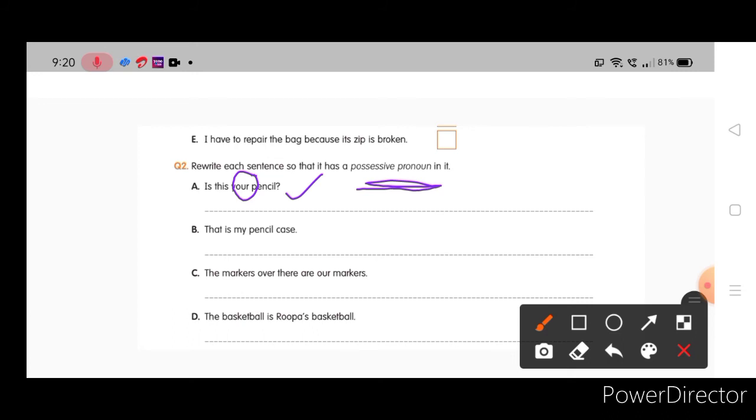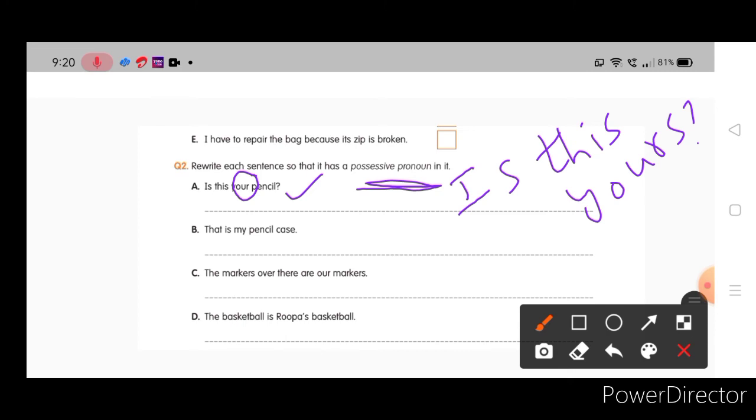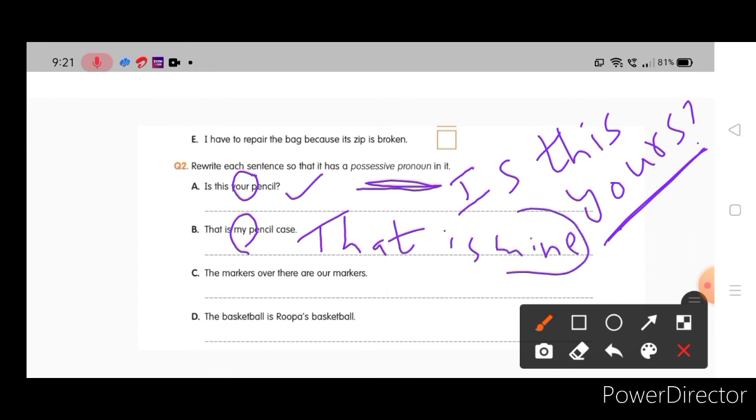So how will you write? Possessive pronouns, just now I told you, will come at the end. So how will you change this sentence? Like, is this yours? Is this yours? Is the answer. Here your is changing into yours. Got it? Second one, that is my pencil case. So what will you write? That is mine. My changes to mine.